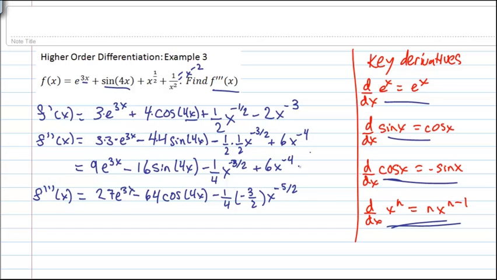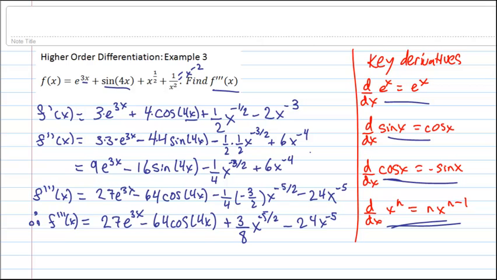Now I have to do negative 4 times 6, so this is going to be negative 24 x to the negative 5. So now let's simplify this out. And this is what we get for the third derivative.